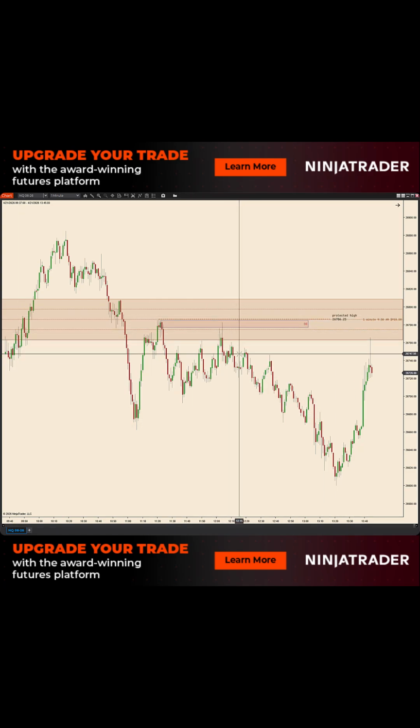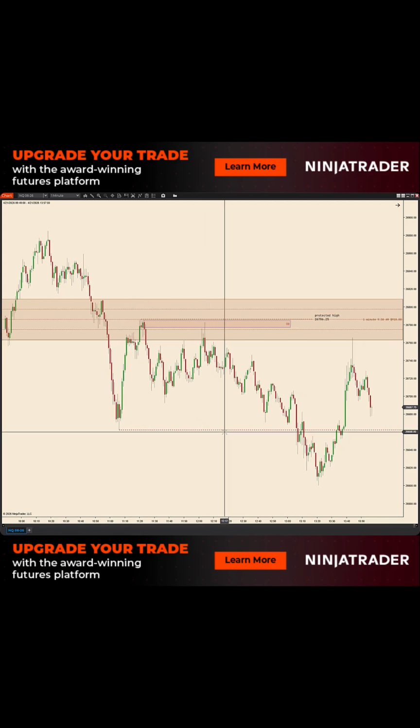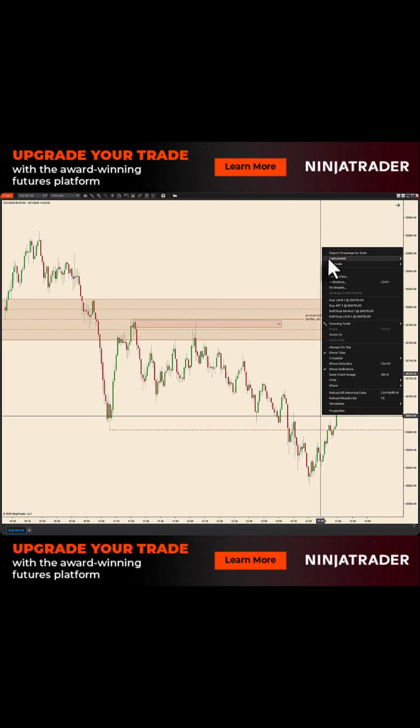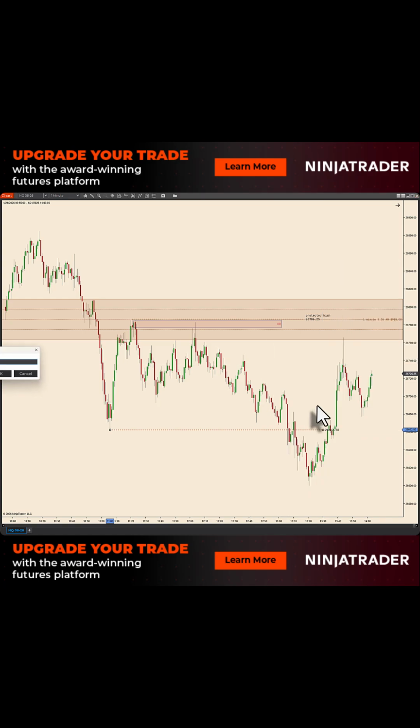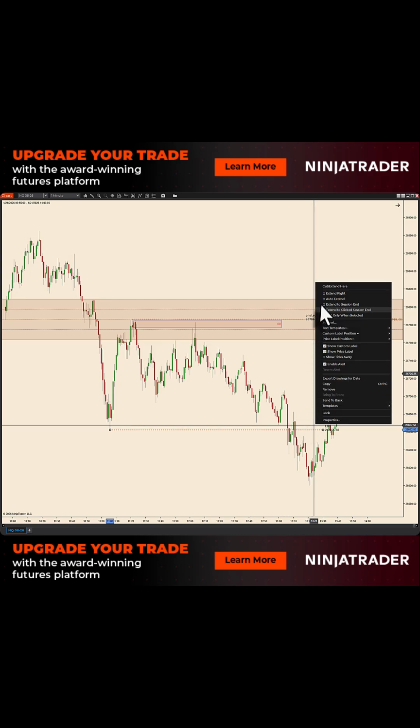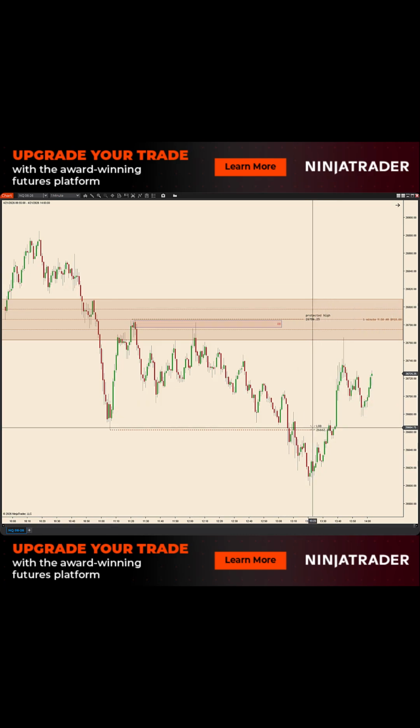From there, we can capitalize on a pretty good move, something simple, targeting what would have been low of day. And we can even set that as LOD, low of day, right? Very quick and simple for marking up charts.